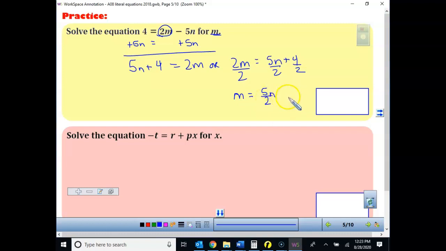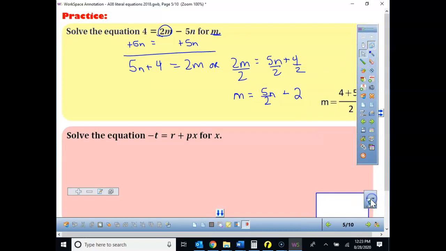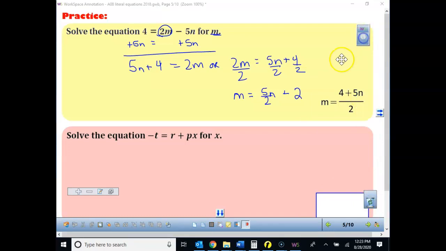Could you change it to a decimal? You could. So if we are looking at that, the other way that sometimes you'll see this written is when we are taking a look at this solution, you'll see it all divided by 2. So I would take this either way, where you have the 4 plus 5n all over 2 or simplified form.